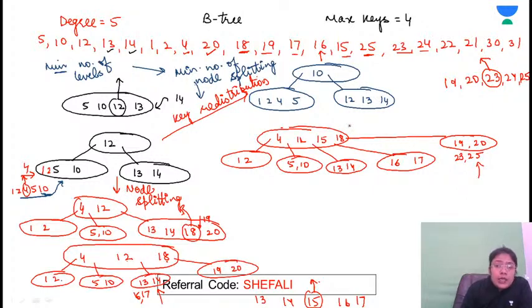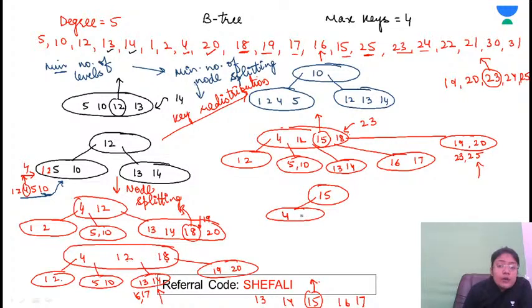When 23 is coming at this level, again this is a case of overflow. Understand this point very carefully. Here you'll get to know the importance of key redistribution. So 23, when 23 wants to join this, it's again a case of overflow. So 15 will go up. Yes? It will create one more level of the tree.